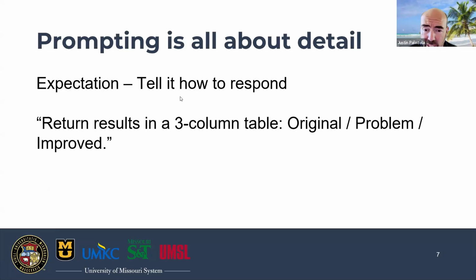And then, of course, the expectation, right? And get specific as much as you can. Tell it how to respond. After you do all of that, I want you to return results in a 3-column table. So the original, the problem, the improved, right? Or maybe it's give me a graph.